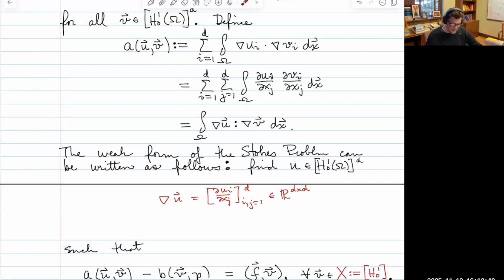Okay, if I have two d by d matrices, then I can take their matrix inner products with each other, and that's precisely what that symbol represents here. This is also a d by d matrix, also a d by d matrix, and so we're just using that matrix inner product notation.